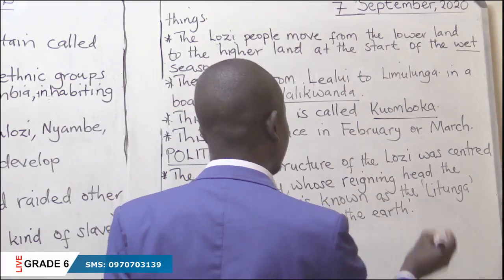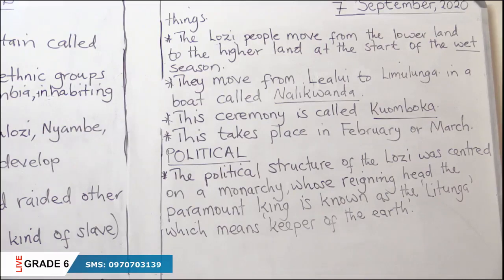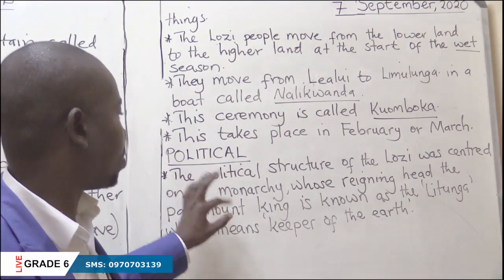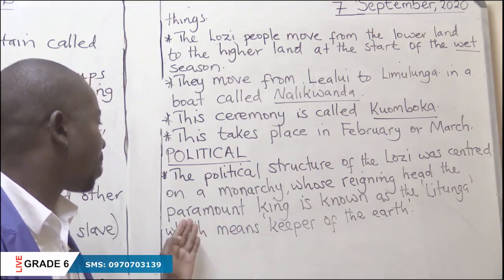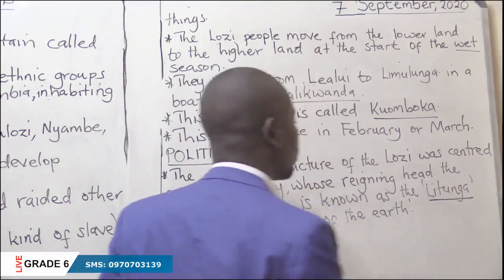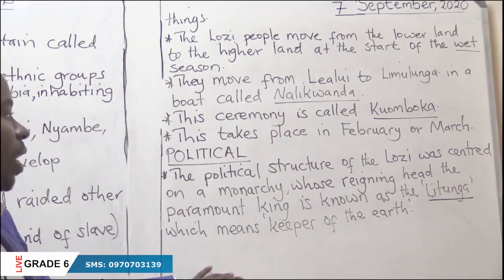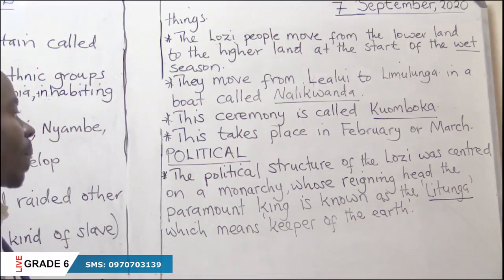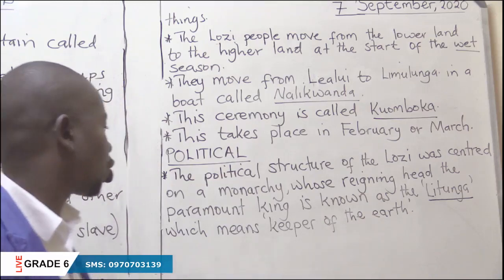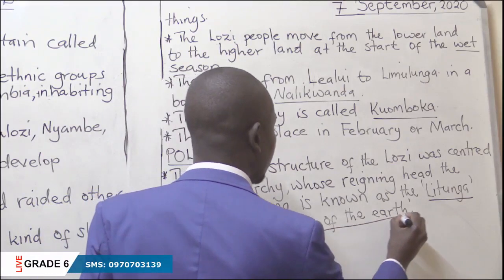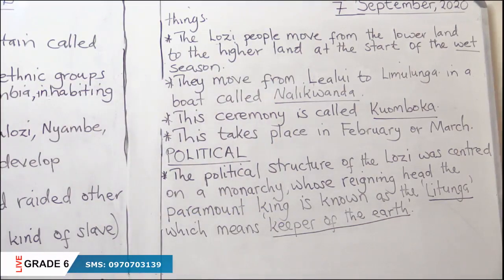So Litunga means keeper of the earth. This is how their political structure was organized. It is centered on a monarchy whose reigning head, the paramount king, is known as the Litunga. So you must understand, boys and girls, that the paramount chief of the Lozi people is called the Litunga, and the Litunga means keeper of the earth.